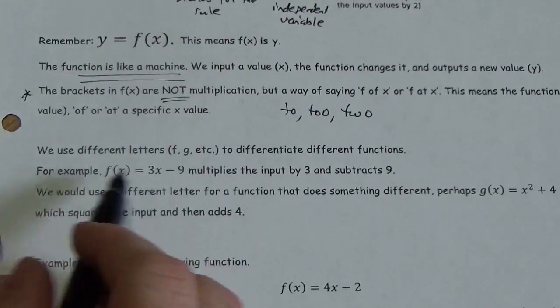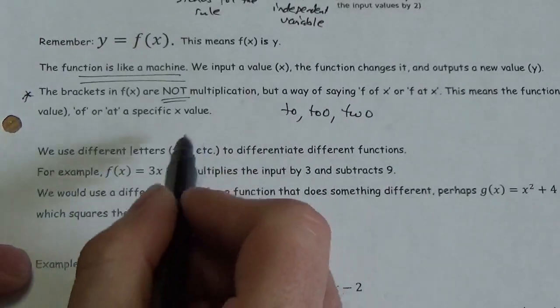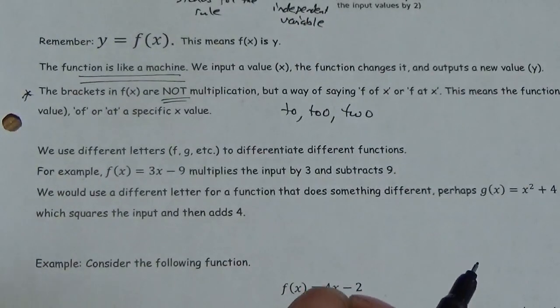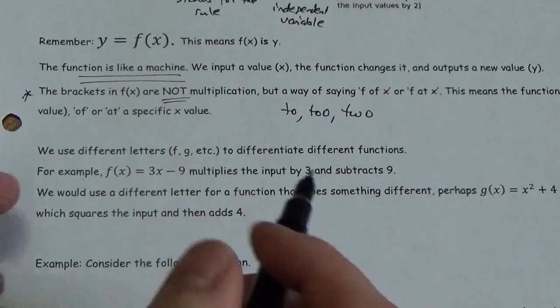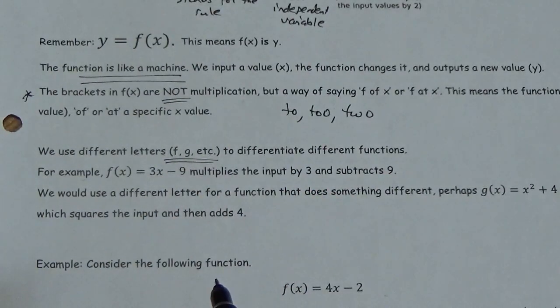Now, usually when it comes to functions, we're going to use letters like F, G, and H, from around that part of the alphabet. That's usually where we grab those letters from. They can be any letter in the alphabet, really. But usually we use the letters F, G, and H for functions.